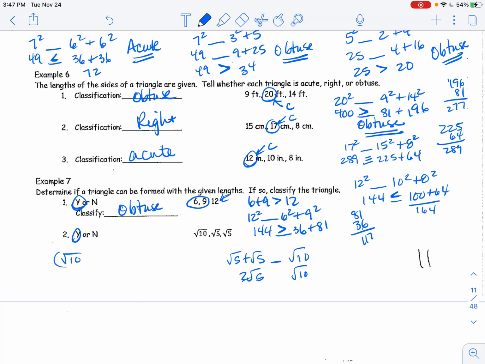Now we need to classify. Well, let's see. The square root of 10 squared compared to the square root of 5 squared plus the square root of 5 squared. And this is 10 compared to 5 plus 5. This one is equal. And so this is a right triangle.